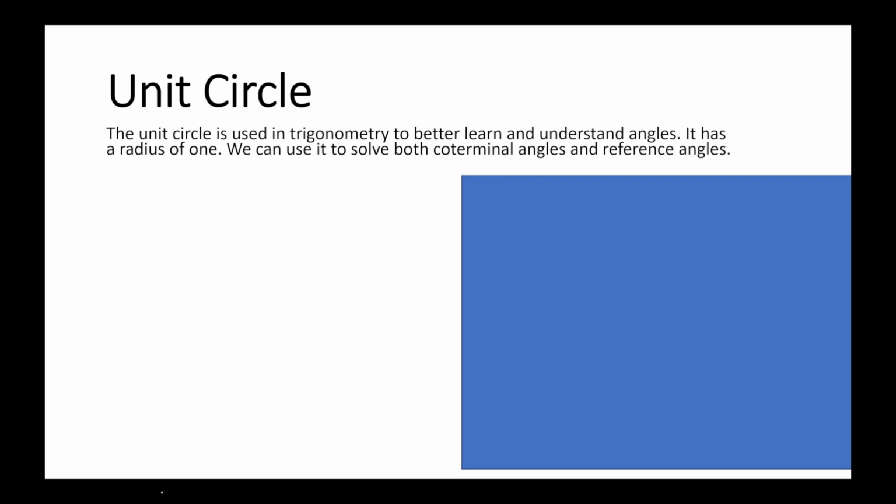To start off, we have to talk about the unit circle. This is an incredibly important concept in trigonometry, and we use it to better learn and understand angles. Okay, and it's pretty key for both coterminal and reference angles. Now, the unit circle, it's kind of in the name. It has a radius of just 1 unit, of 1.